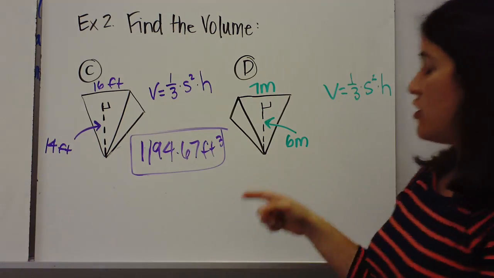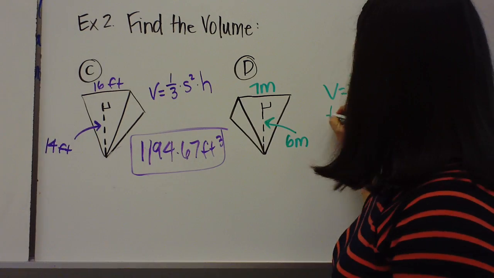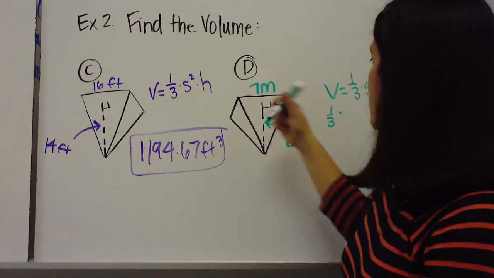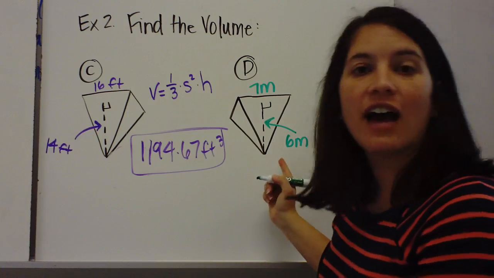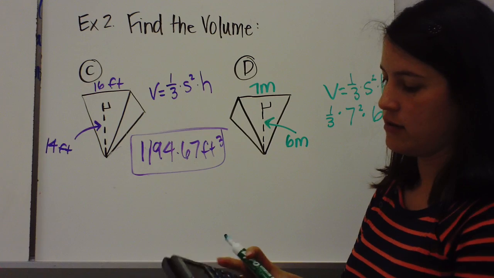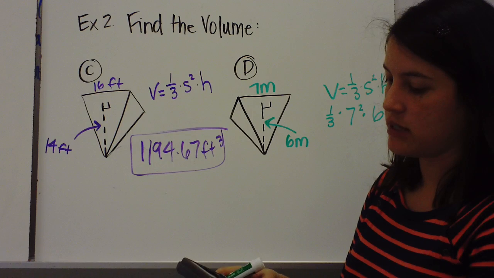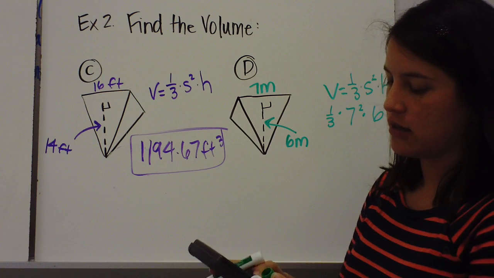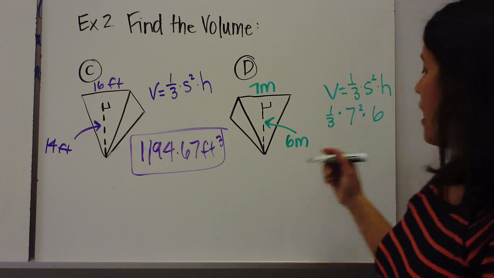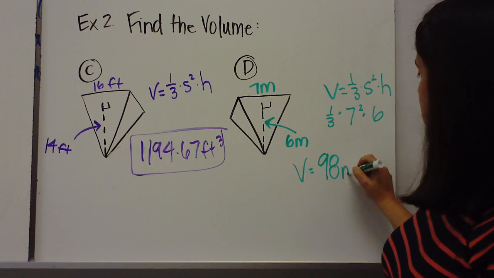And let's do D. Here is my formula. So I'm going to type in 1/3 side squared. The side squared is always going to be that square at the bottom, so we know it's going to be 7. And then the height of the pyramid is going to be 6. And I'm going to type that in. 1/3 times 7 squared times 6. And we get 98 meters cubed.